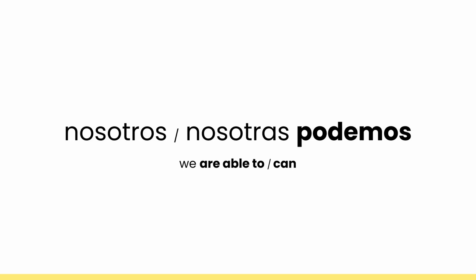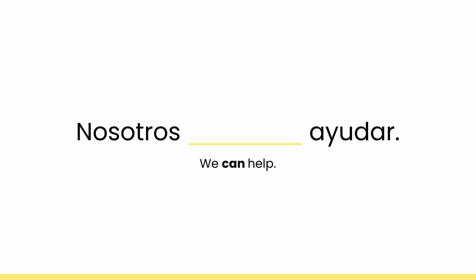Alright, so then for the conjugation of nosotros or nosotras, we have podemos, which means we are able to or we can. Nosotros podemos. Nosotras podemos. So if you want to say we can help or we are able to help, we would say Nosotros ayudar. Nosotros podemos ayudar. We can help.